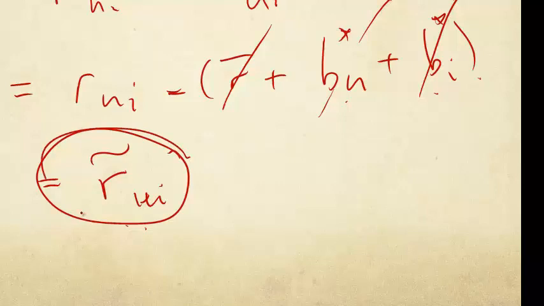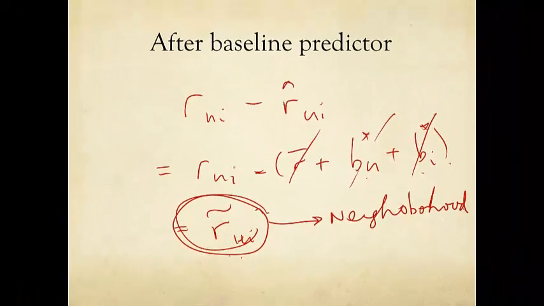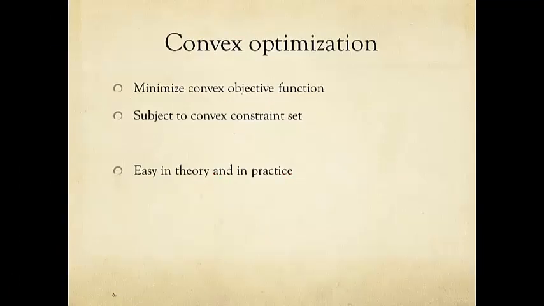And we're going to take this as the starting point into our neighborhood predictor to look at similarities across movies and across users. But before we do that, just a very quick detour for 5 minutes on the notion of convex optimization.